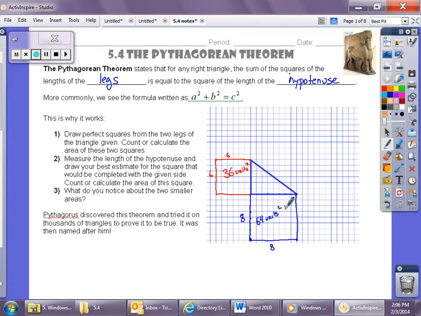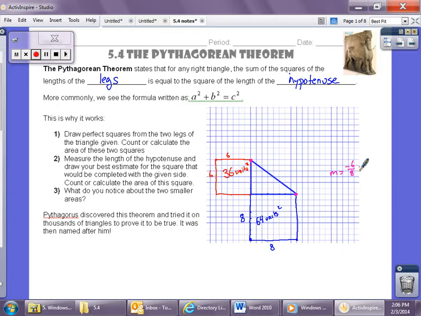Now with the hypotenuse, what we also know about a square is that it has to have a 90-degree angle. Well, we know that the slope of this goes down 6 and right 8, so our slope is negative 6 over 8. How do we make a 90-degree angle? Well, we figure out the opposite reciprocal, or perpendicular line, which is going to be 8 over 6.